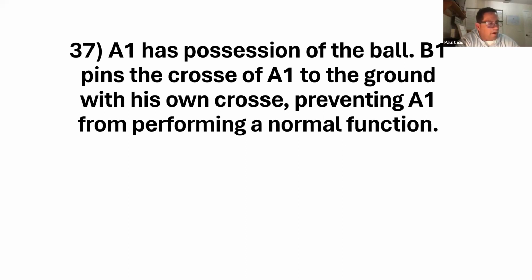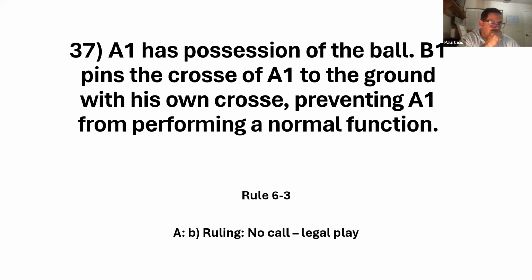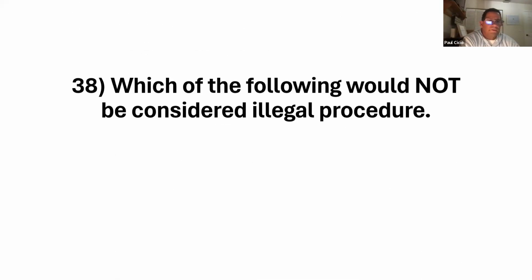A1 has possession of the ball. B1 pins the cross of A1 to the ground with his own cross, preventing A1 from performing a normal function. This is different because this isn't the face-off. A1 has possession of the ball and he's running down the field or wherever. Stick on stick is not a foul. Stick on glove, stick on elbow, stick on body is. So just remember, stick on stick. A lot of coaches don't know that rule.